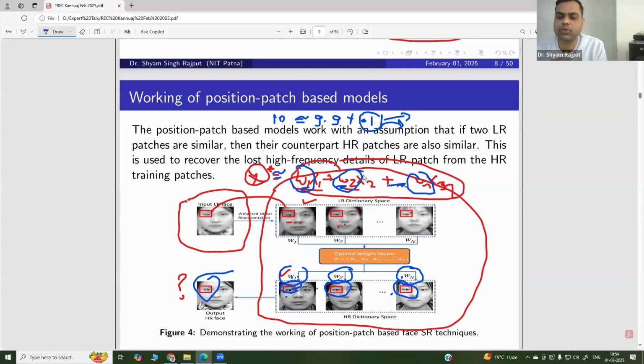We apply this process in raster scan order from top left to bottom right. After each operation, we have one patch. Finally, we merge all the patches to form the complete HR image.